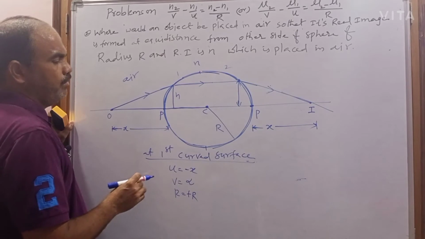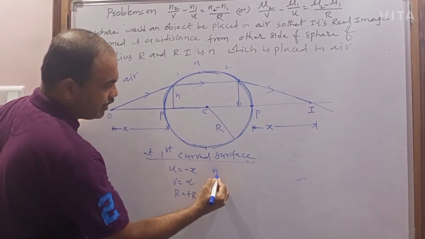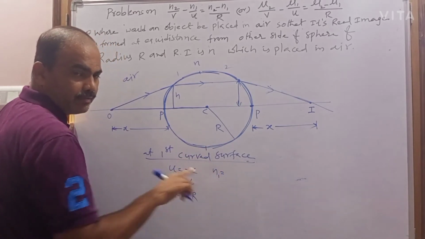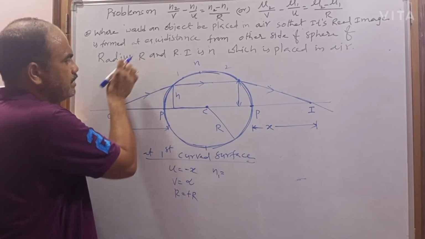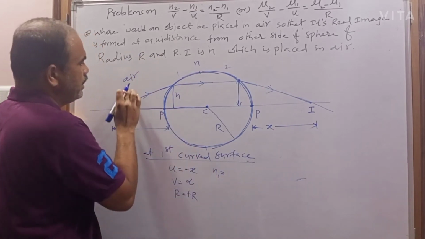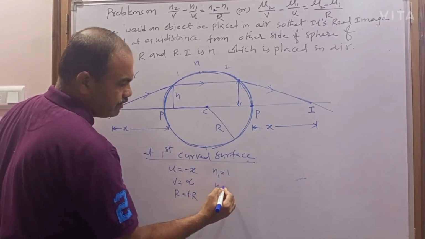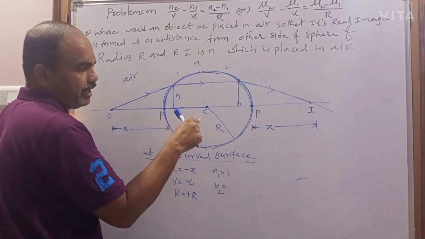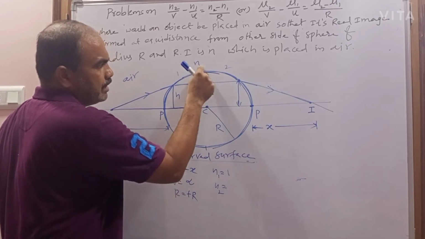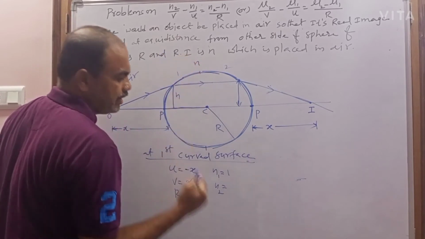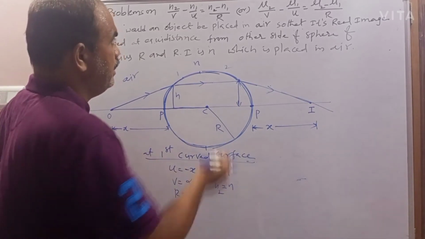Now what is N1? The first medium is air. N1 can be taken as the refractive index of the medium in which the incident ray is traveling. The incident ray is traveling in air, so air is taken as N1. What is the refractive index of air? 1. And N2 is the refractive index of the medium in which the refracted ray is traveling. The refracted ray is traveling in the sphere, which has refractive index N.